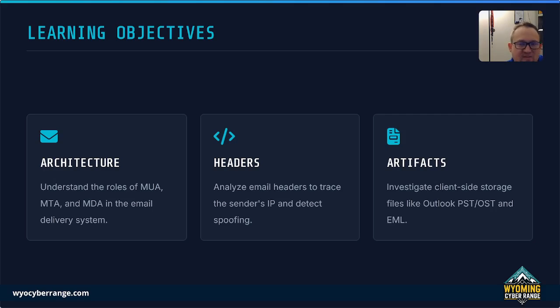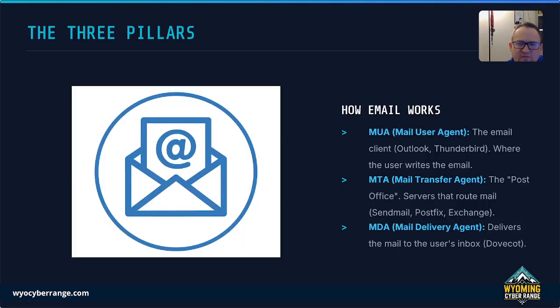Now we need to memorize the acronyms MUA, MTA, MDA for the exam. The exam will frequently use these instead of saying email client or email server. So you need to understand the terminology, and we'll go through that throughout this chapter. So let's define the three pillars of how emails work.